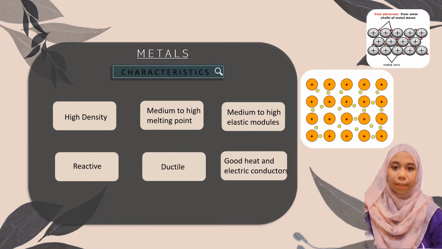So we will be starting chapter 6 with metal. Metal has several characteristics. The first one is high density, the second one is medium to high melting point, the third one is medium to high elastic modulus, the fourth one is reactive, the fifth one is ductile, and lastly, good heat and electric conductor.